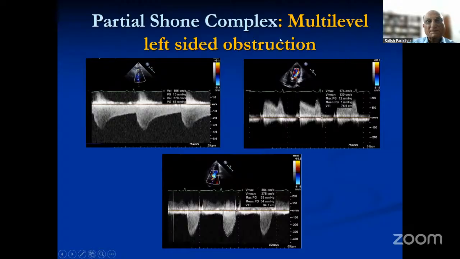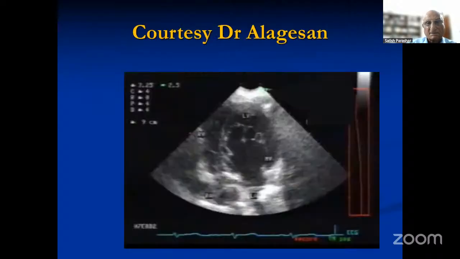Shone complex is when there is a multi-level left-sided obstruction. And this patient had an obstruction at the coarctation of aorta, obstruction at the mitral valve, and obstruction at the aortic valve. So this is known as a Shone complex. And there are usually supravalvular membranes also in these cases.